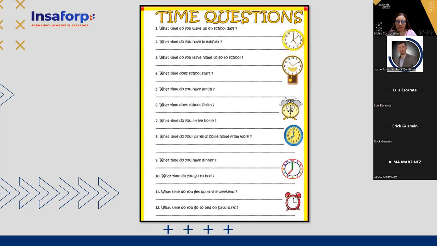What time do you go to bed? Usually, I go to the bed at 10 p.m., but sometimes I work in different projects and I go to the bed at midnight. What time do you get up at the weekend? At the weekend, I get up very early. I work in my house the weekend. The Saturday, I start to work at 8 a.m.